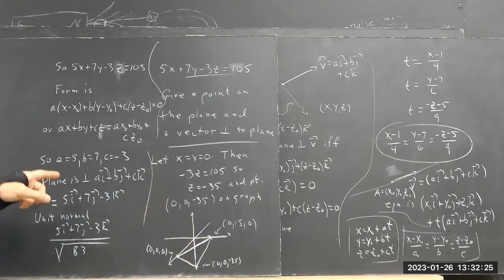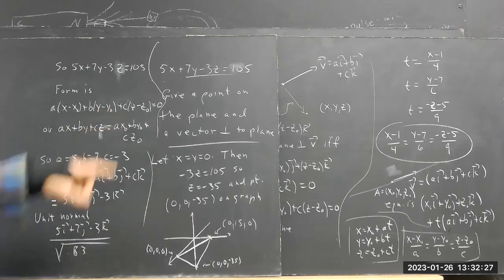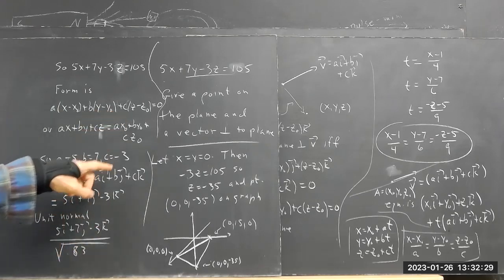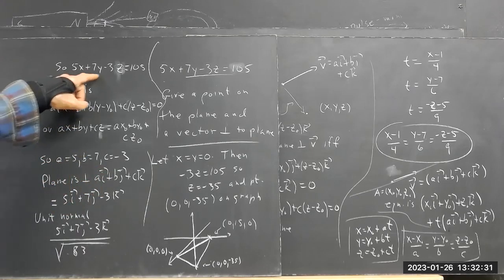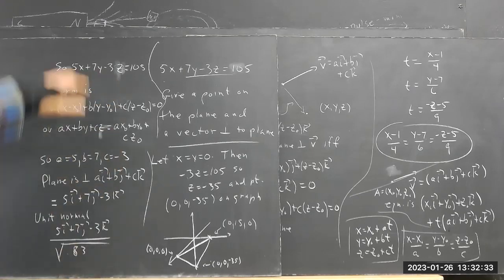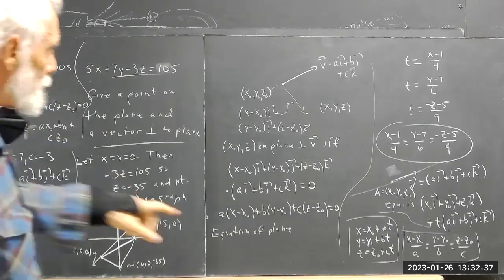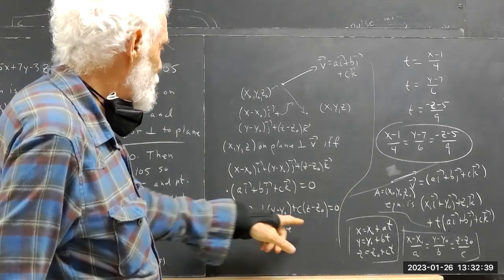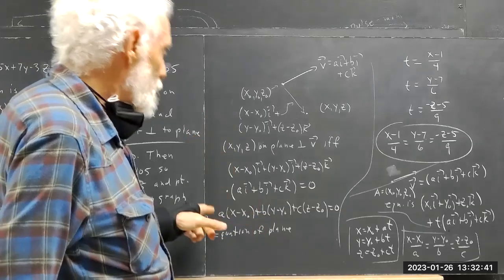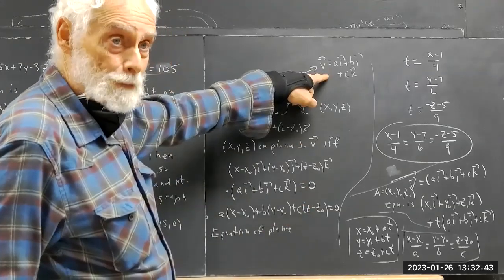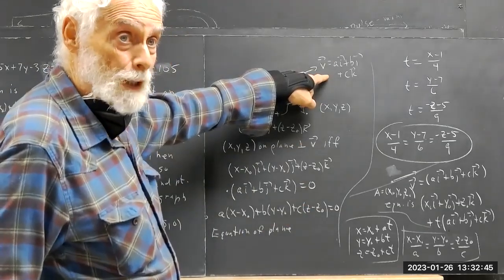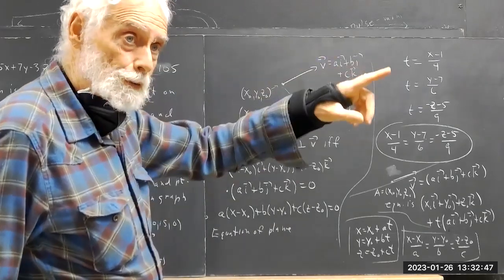It follows that A, B, and C are just 5, 7, and -3, the same as the coefficients of X, Y, and Z. And of course, you can easily see that because of the equation. This equation resulted from this particular vector, right? A, B, and C were components of the vector.